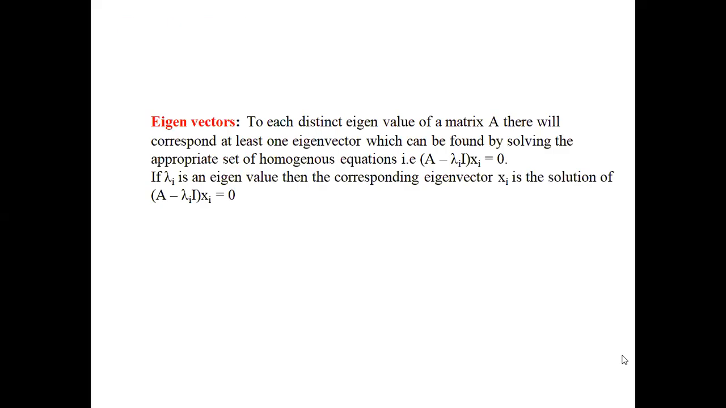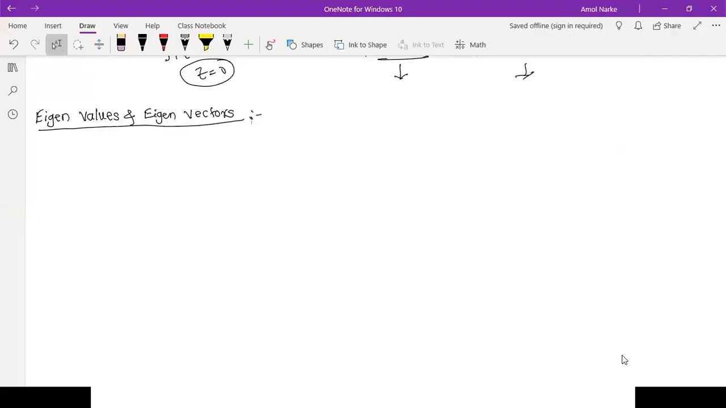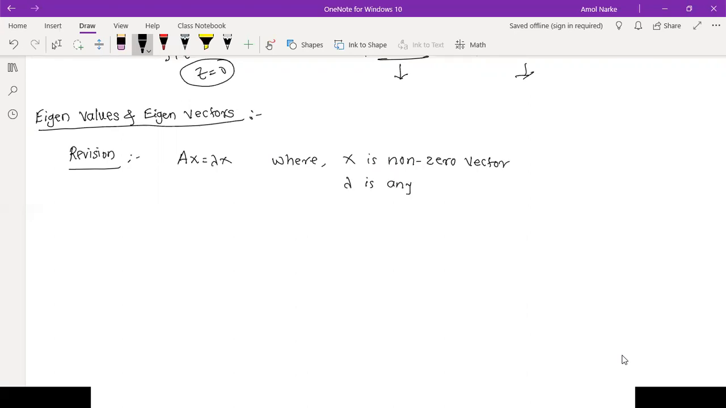Now we will see directly example one. So I think everyone understood the theoretical part. We will go with the examples. So we just revise the thing. We have the definition Ax is equal to lambda x, where x is a non-zero vector and lambda is any scalar. Yes or no?